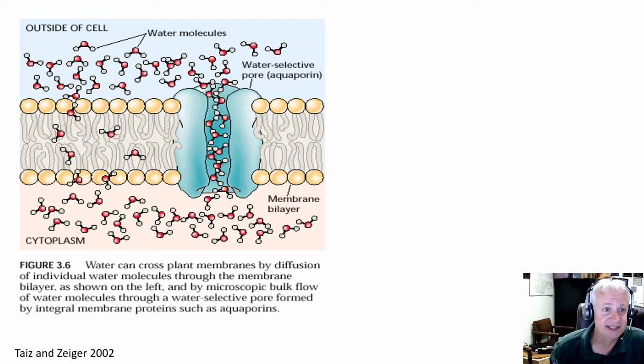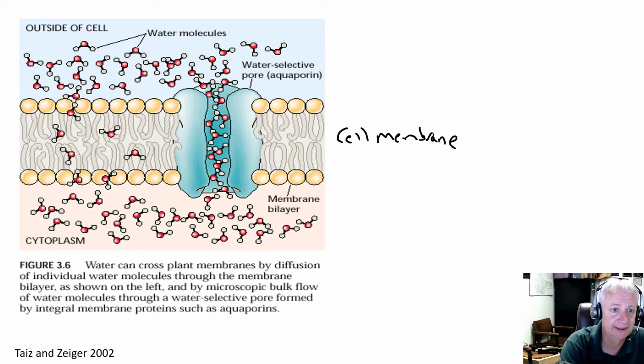Here's a diagram of a cell membrane. So this is just the cell membrane here. And it's showing those two mechanisms of water transport, where this is outside the cell, this is the cytoplasm, and water can move by diffusion. That's what's being shown here. That's just diffusion down a water potential gradient from outside to inside.